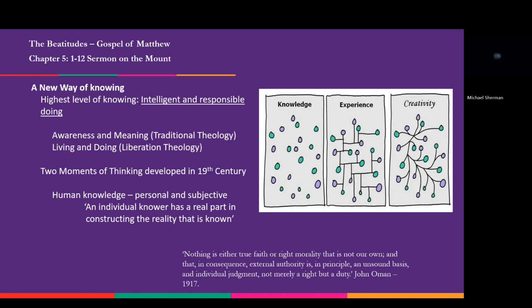So you'll see I have a little diagram here where I'm outlining that it's a new way of knowing. The highest level of knowing is intelligent and responsible doing. So it's a movement away from awareness and meaning, and moving towards looking at theology as living and doing. And you will see over here this idea that knowledge is kind of dots. Knowledge is outside of us, and we have to go out there and discover it. This diagram here is about joining the dots, and we only do that through experience. Creativity is seeing how, based on our knowledge, which we discover through experience, and then when we reflect on that, we can imagine new situations, and we end up creatively responding to social questions and questions of social justice and so on.